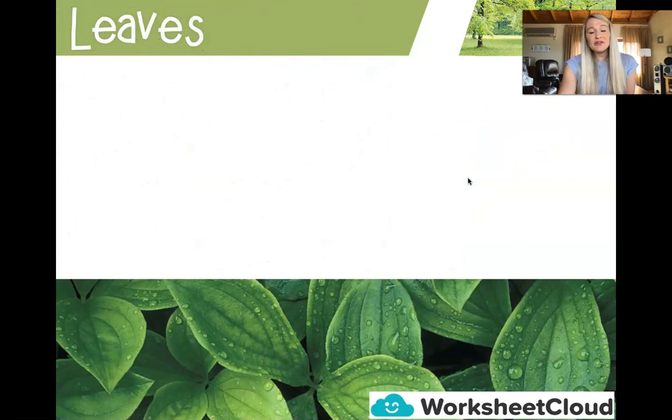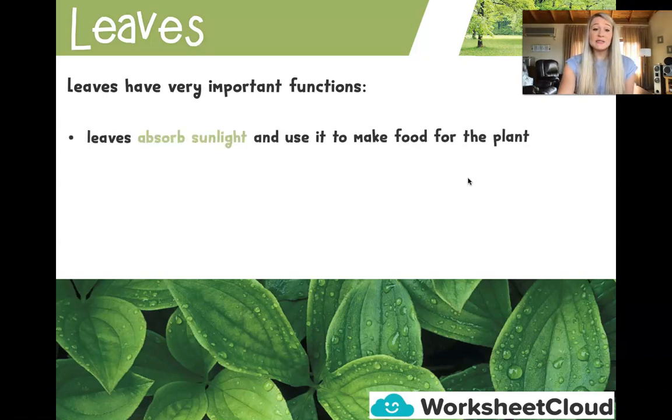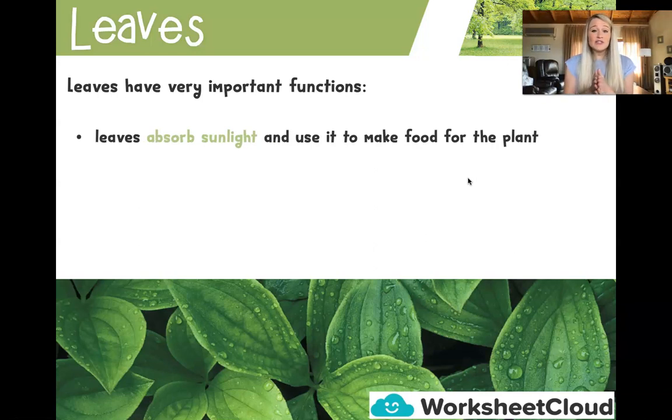The next part of the plant that we are going to look at is the leaves. So leaves also have very important functions. Specifically, the very first function that leaves have is that leaves absorb sunlight and use it to make food for the plant. So all the sunlight is absorbed through the leaves.